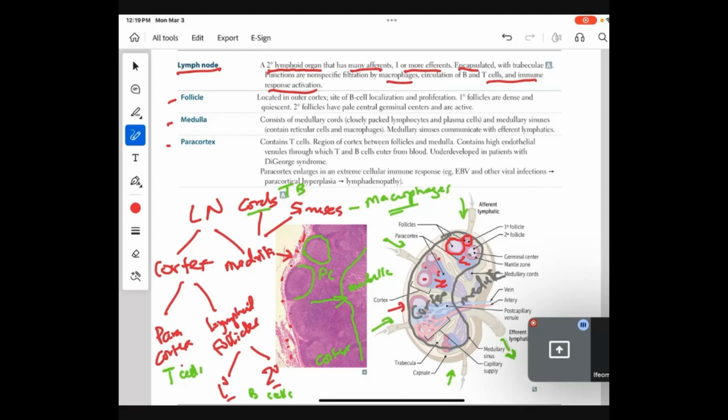So that's where the B and T cells will go to interact with an antigen. Right. So you have three main cells in the lymph node: T cell, B cell, and the macrophages.